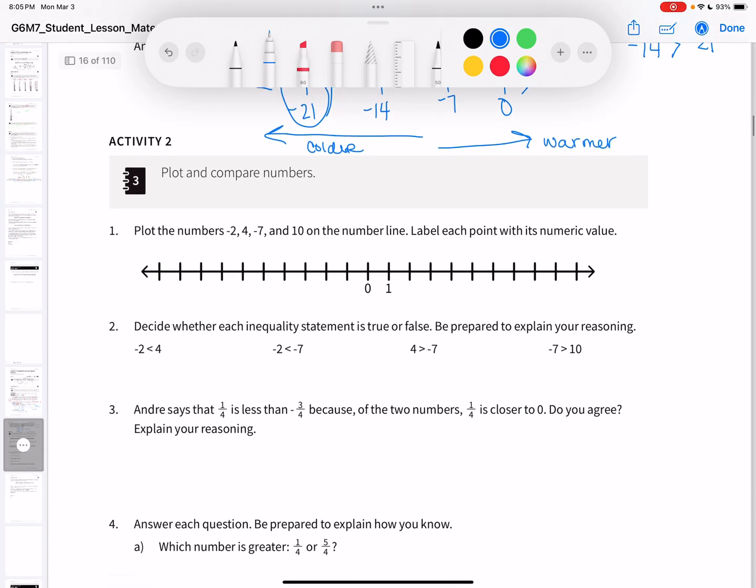All right, activity 3, plot and compare numbers. Plot the numbers negative 2, 4, negative 7, and 10 on the number line. Label each point with its numeric value. All right, so every hash mark is 1, because we've got it labeled here so we know. So 1, 2, 3, 4. Here's 4. 5, 6, 7, 8, 9, 10. Here's 10. So we've done 10 and we've done 4. Negative 2 would mean 1, 2. There's negative 2. And negative 7, 2, 3, 4, 5, 6, 7. Here's negative 7.